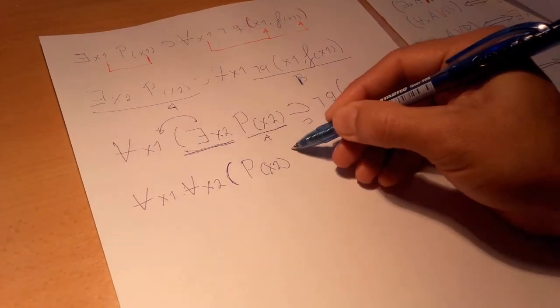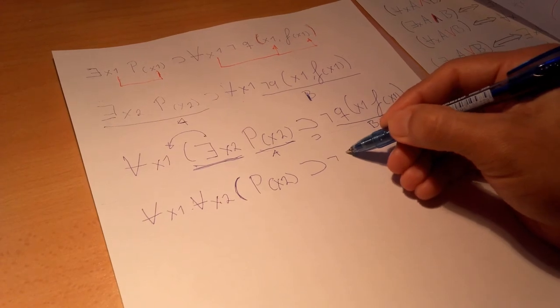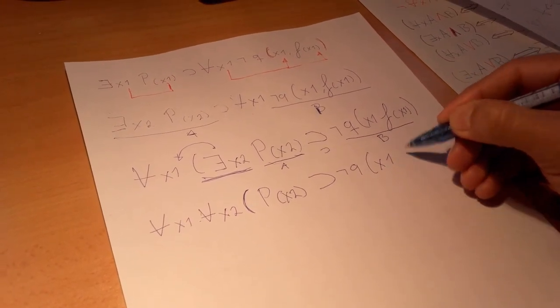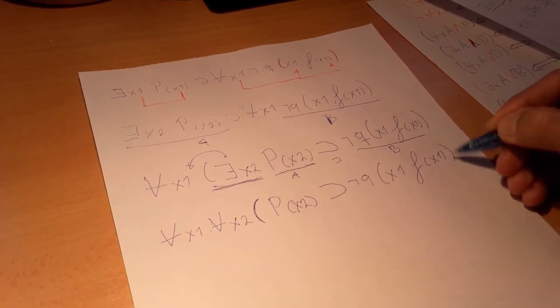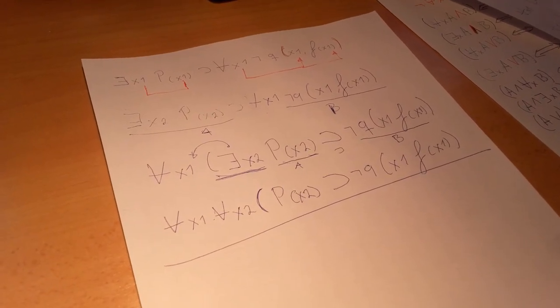p x2 implication and then the B. The B is represented by negation q x1 f x1. So this is a prenex formula and the final result of the exercise.